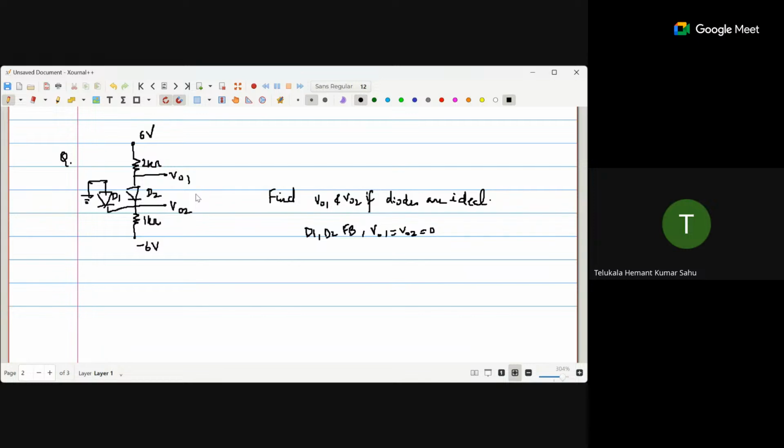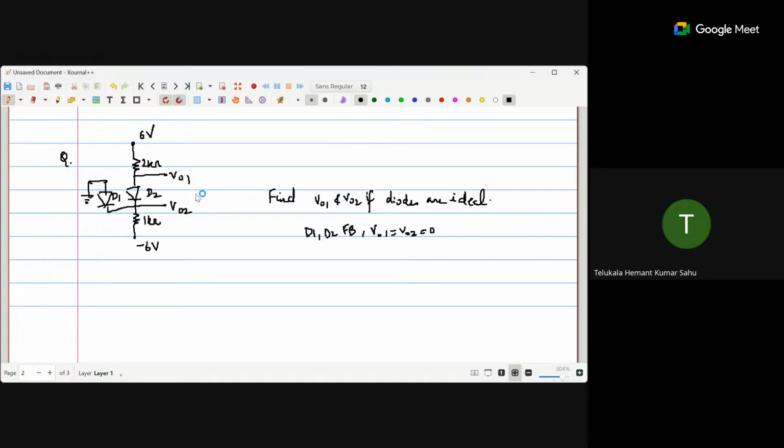And for diode D1, anode voltage is 0 volt and cathode voltage is minus 2 volt. That is the voltage of V02. So it is also forward biased. Remember, D1 is forward biased, and since D2 is an ideal diode, V01 will also be minus 2 volt.